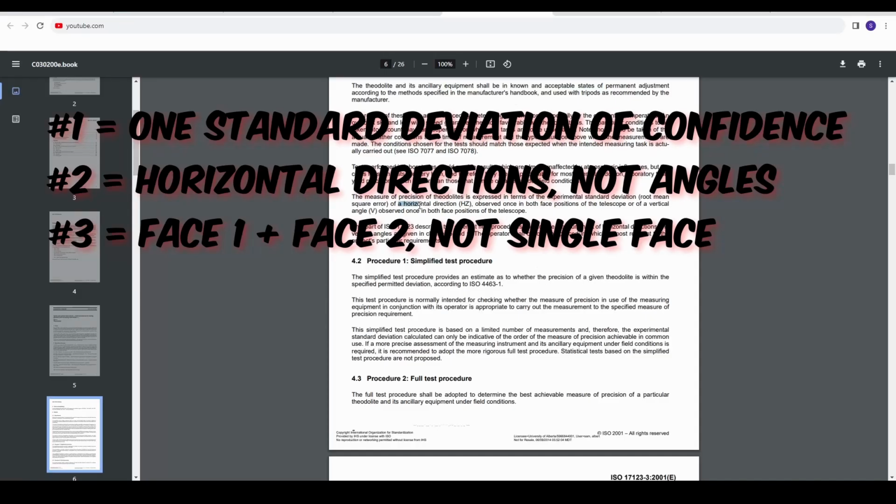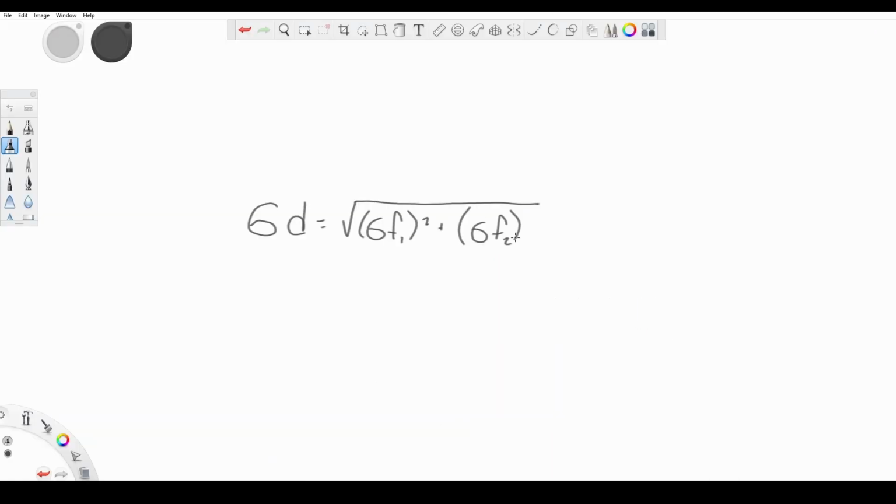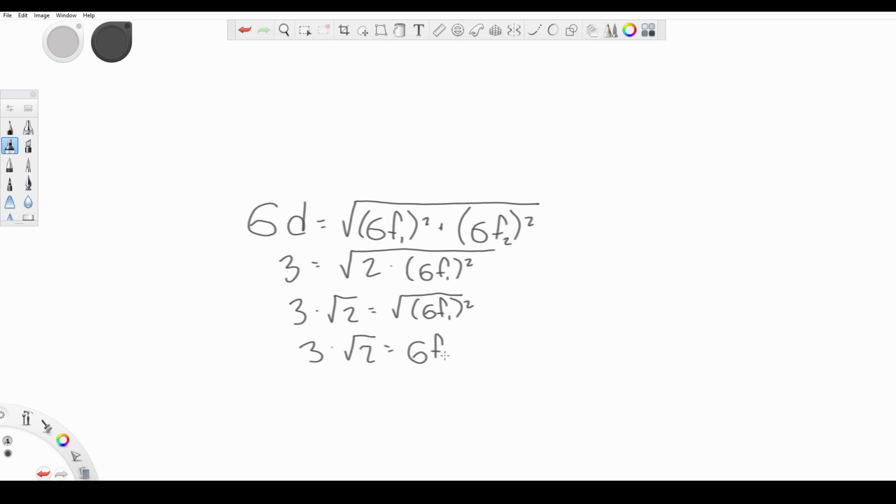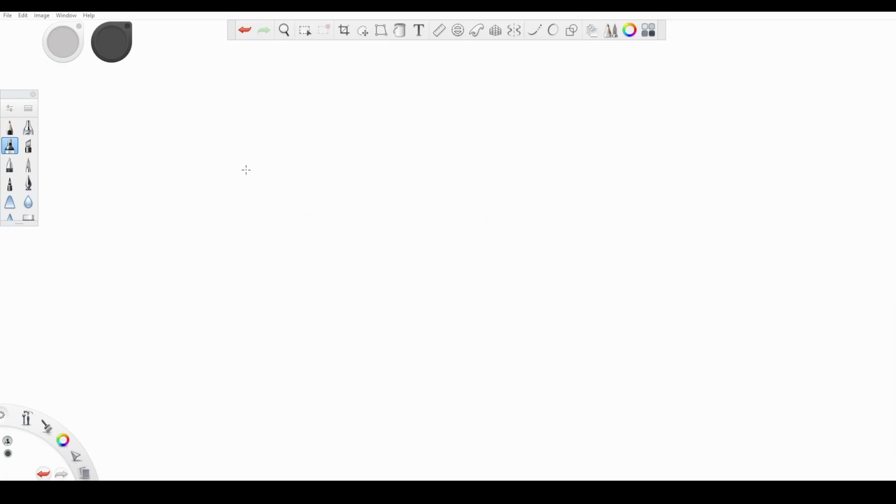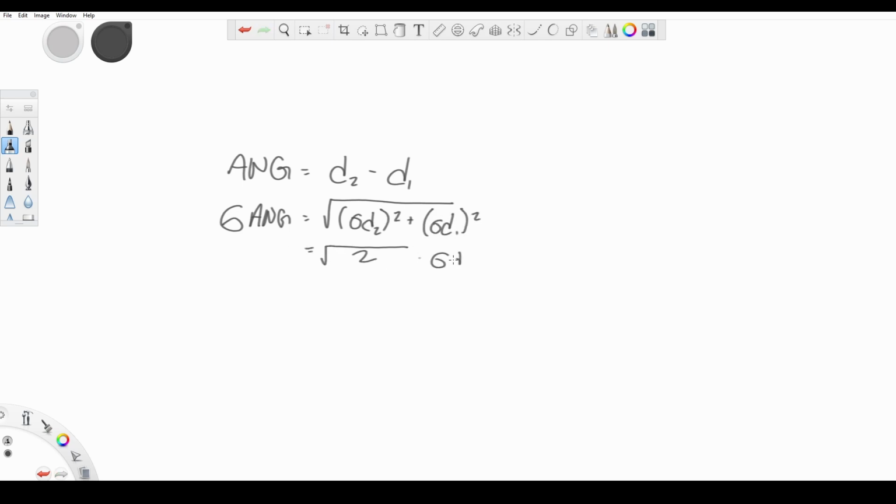The third part of that sentence I would like to highlight is both faces. To meet this accuracy standard, you must take your direction measurements on both faces. If you only take a single face direction measurement, through the magic of error propagation, that 3 seconds turns into 4.2 seconds. And since what we really care about is angles, if you're measuring face one only, we can plug that 4.2 seconds into the previous equation and get the angular standard deviation of 6 seconds.